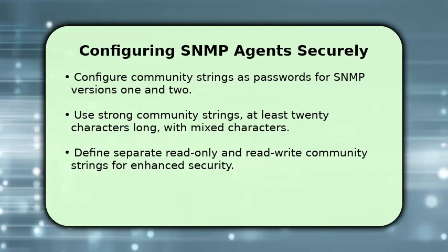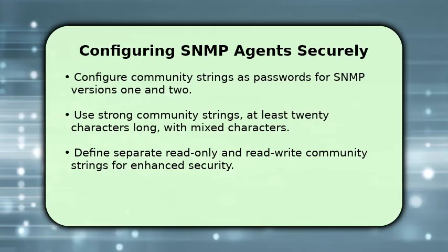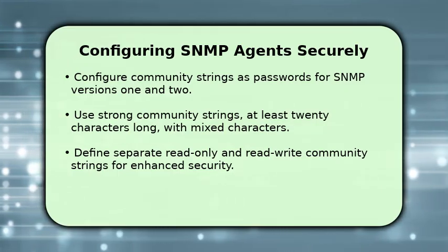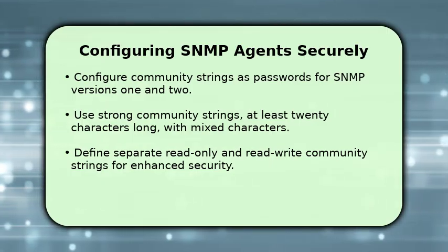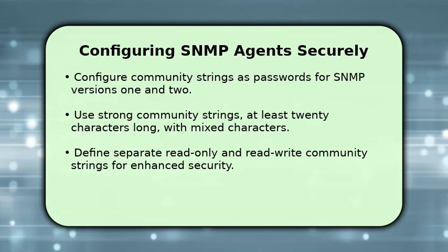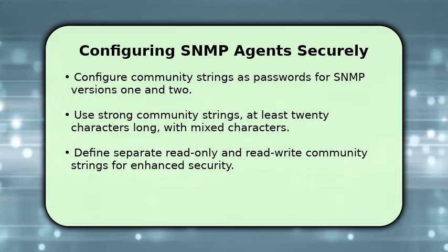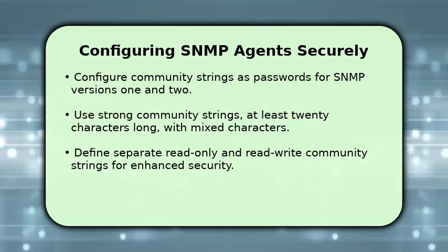For better security, restrict SNMP access to specific IP addresses or subnets. Remember to open UDP ports 161 for requests and 162 for traps on your firewall to allow communication.